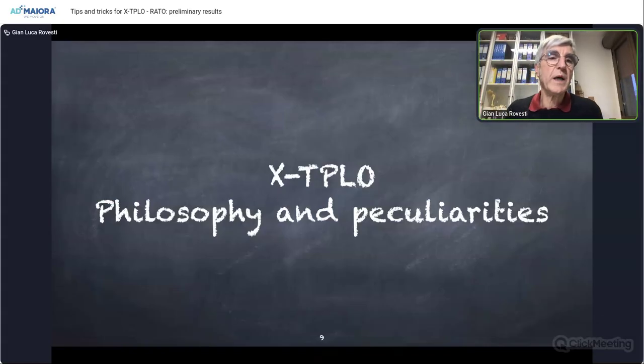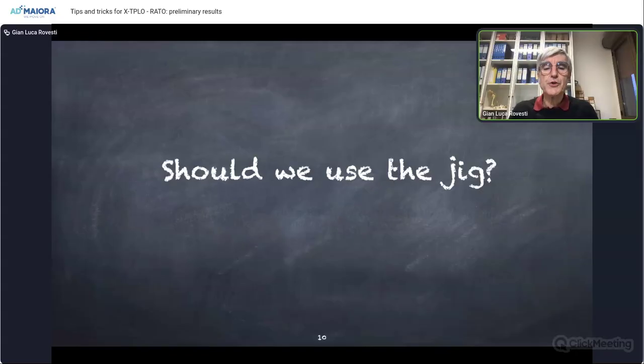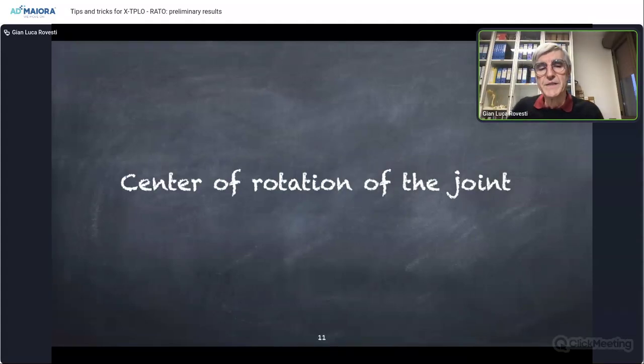So the first point that we evaluated during the management of this project, that has quite a long story right now, was should we use the jig, the intraoperative guide that was suggested by Barclays Locum for performing the procedure. And all this issue is related to a very important concept, that is the center of rotation of the joint.